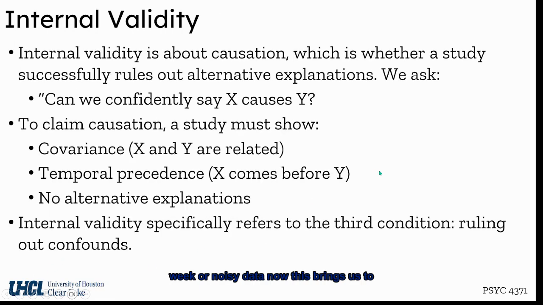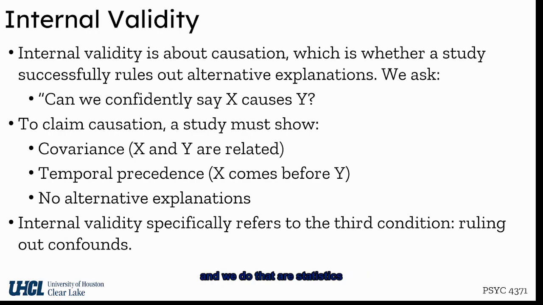Now, this brings us to internal validity. And internal validity is the crux of an experiment, because internal validity is causation. And causation is based on whether or not your study can successfully rule out any alternative explanations. So you're asking the question, can I confidently say that variable X causes variable Y? Now, to be able to claim causation, your study has to show that first, covariance existed. X and Y were related.